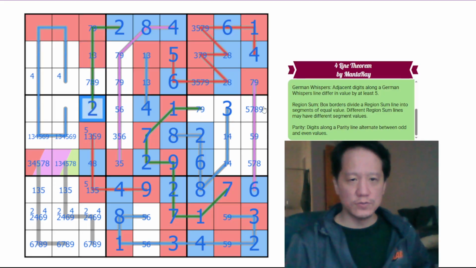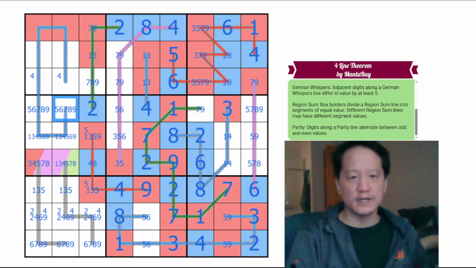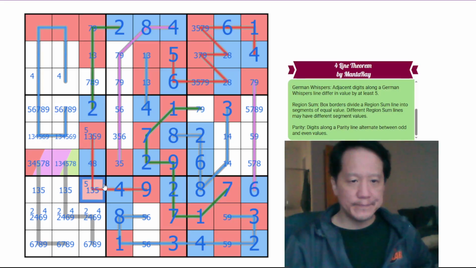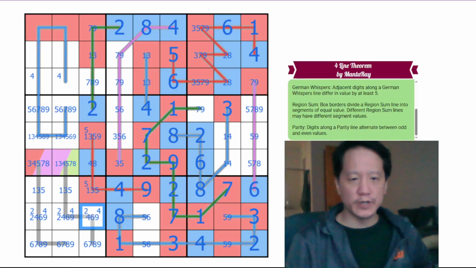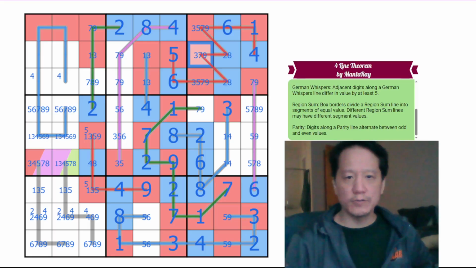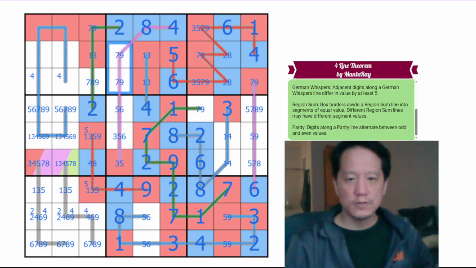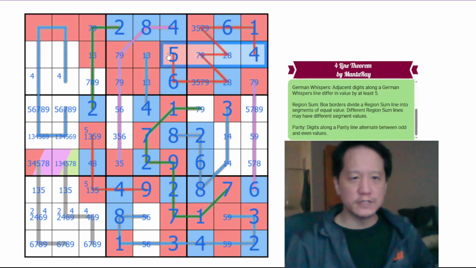This is 2. This is odd. Remaining digits in row 4 are 5 through 9. This can't be 2 anymore. We have a 1, 3, 1, 3 pair here, which means this can't be 1 or 3. Also, these are both odd too. So the remaining digits in row 2 are even.